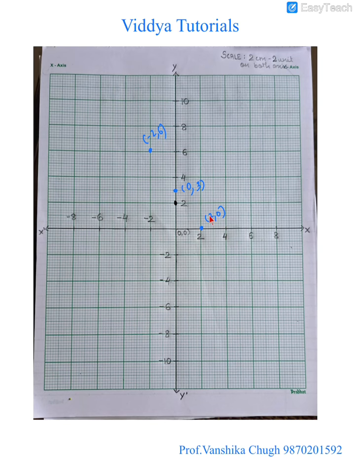Now I need to join them and draw the line. So I have connected all the 3 coordinates with the help of a line. Make sure that you draw a line which extends on both the sides. Put your arrows on the line. And now I have to answer my question. My question is, I had to find the coordinates of P and Q.